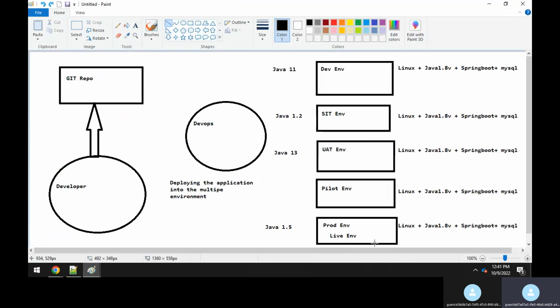That was a very challenging task, and many times, because of some software mismatches, the product was not able to run comfortably in these environments. That's the reason we came across the Docker concept.